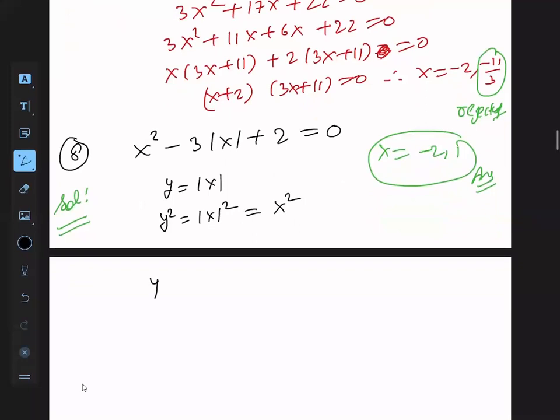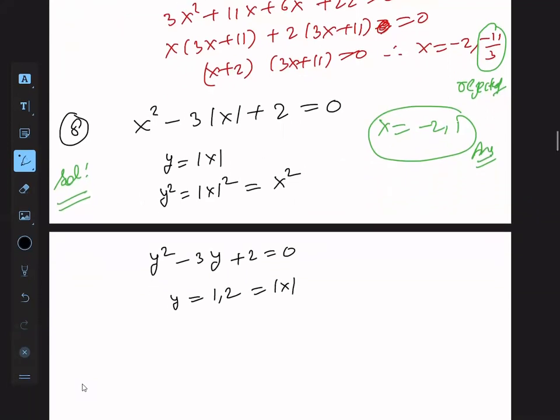So this quadratic may be converted into y square minus 3y plus 2 is equal to 0. If you factorize it, you will get y is equal to 1 and 2, and y is nothing but mod x, so x is equal to plus minus 1 and plus minus 2.